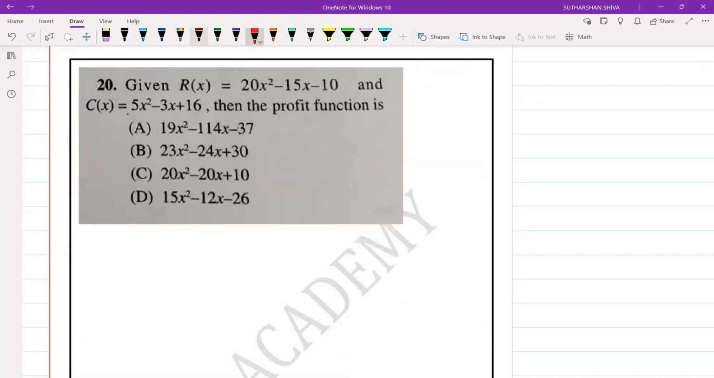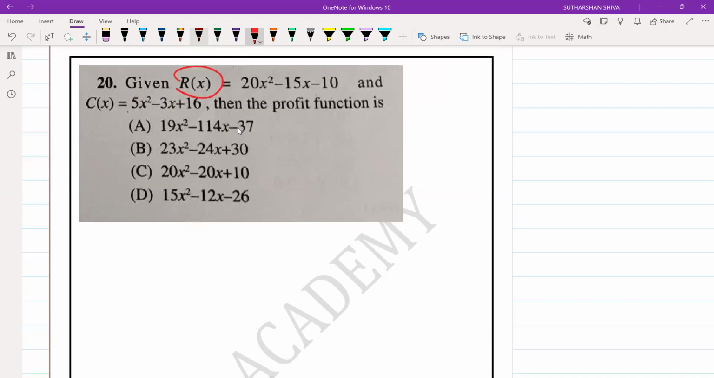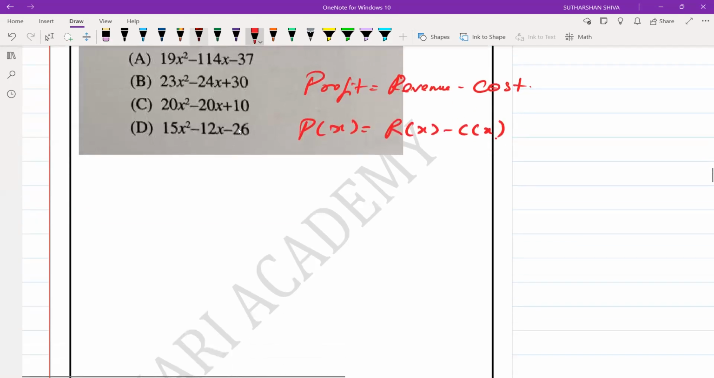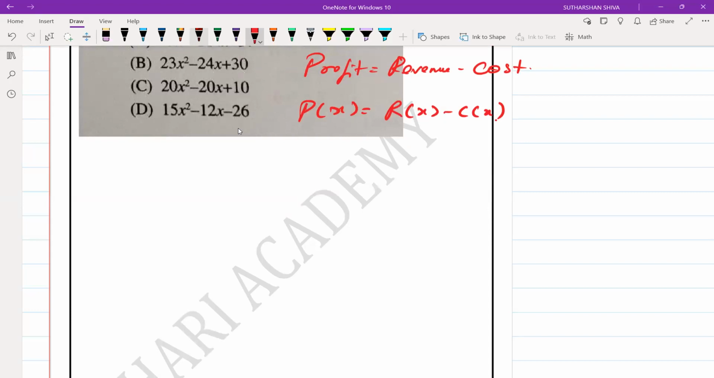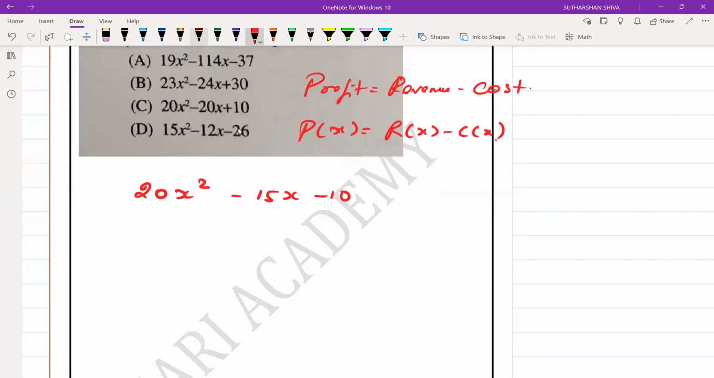Then comes question number 20. We are going to complete these 20 questions within 20 to 25 minutes. Given R of x is the revenue function, and the cost function is given. We know profit is revenue, that is sales, minus cost, that is from purchases. So P of x is equal to R of x minus C of x. From R of x, I'm going to subtract C of x, that is R of x 20 minus 15x minus 10.